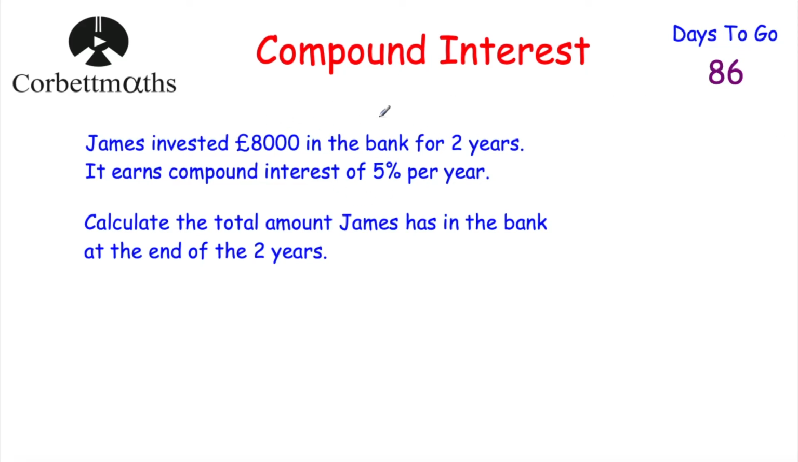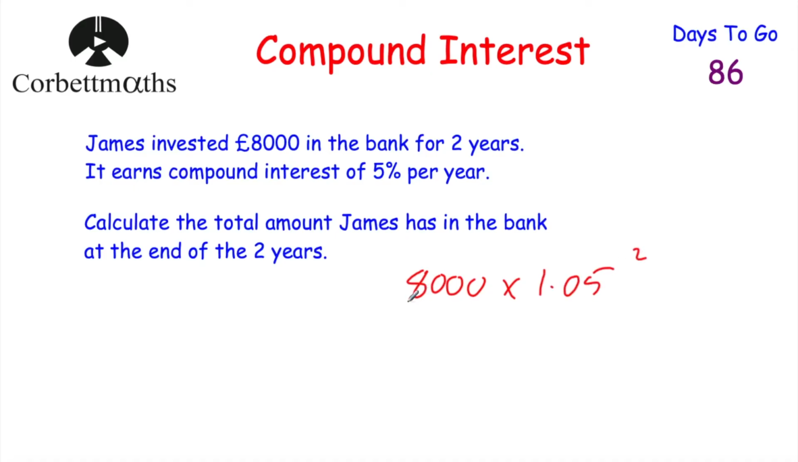Because what we could have done in this question was take his initial amount of money, the £8,000, put it in the bank, and it earned 5% interest in the first year. So we could multiply by 1.05. And then there's another year, and then we could multiply by 1.05 again. So we could take £8,000 and multiply it by 1.05 and by 1.05 again. So that'll be 1.05 squared.